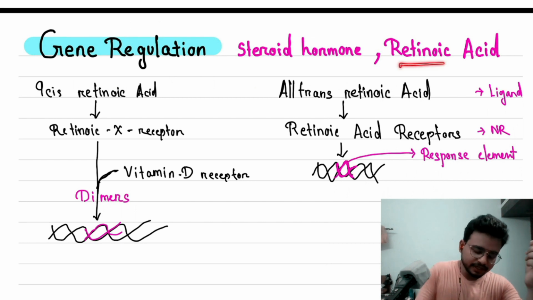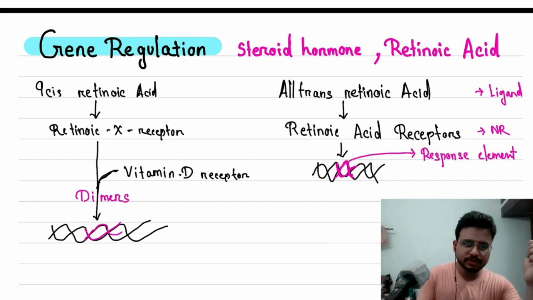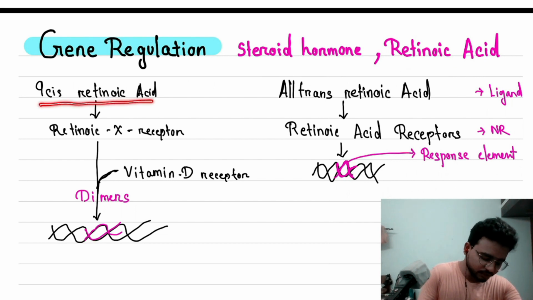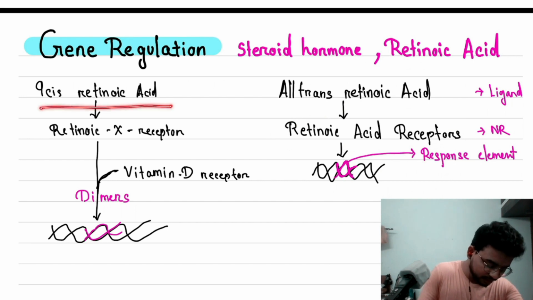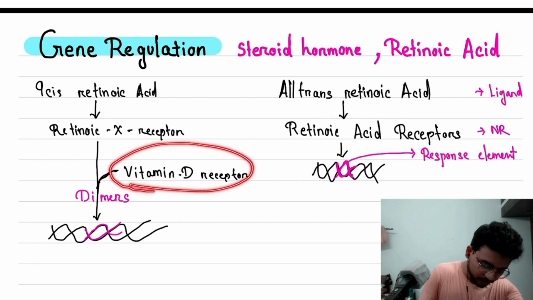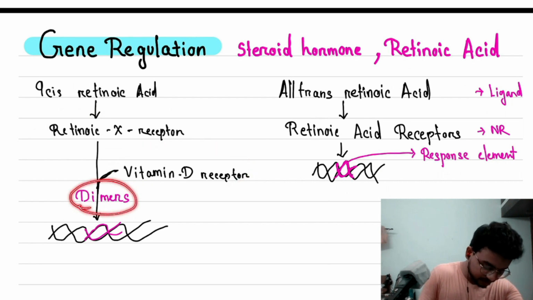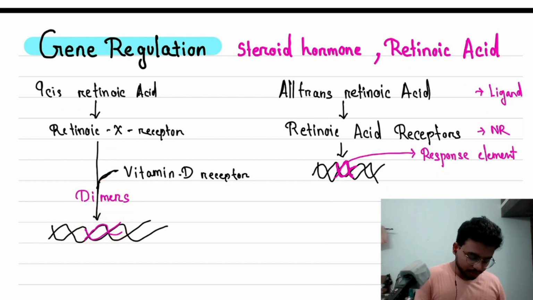Now let's know about gene regulation by vitamin A. We know retinoic acid acts like a steroid hormone. There are two types of retinoic acid: 9-cis retinoic acid and all-trans retinoic acid. The all-trans retinoic acid binds to the retinoic acid receptor, which is a nuclear receptor, and then it binds to the response element that is present in the DNA. But 9-cis retinoic acid binds to the retinoid X receptor, which is a nuclear receptor. Then it also binds to another nuclear receptor known as the vitamin D receptor and makes dimers. And then this dimer binds with the response element of the DNA. So vitamin D is required for the action of 9-cis retinoic acid.